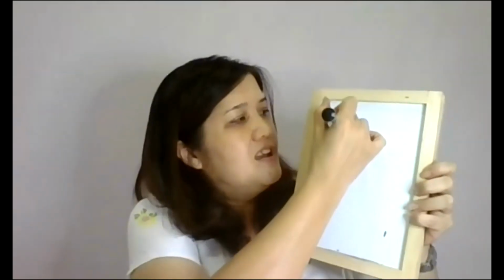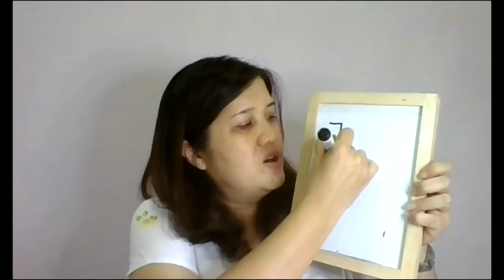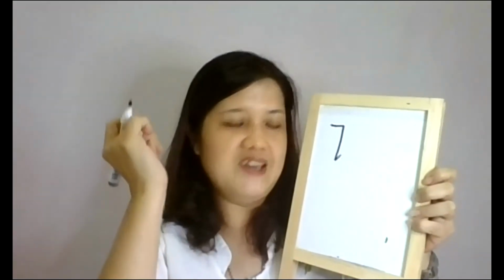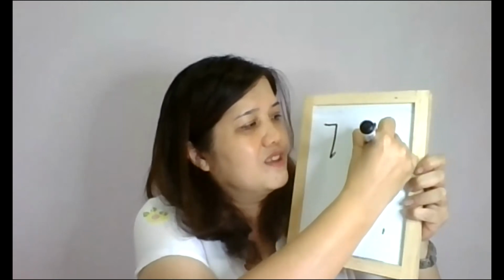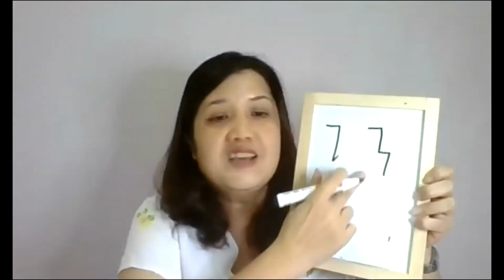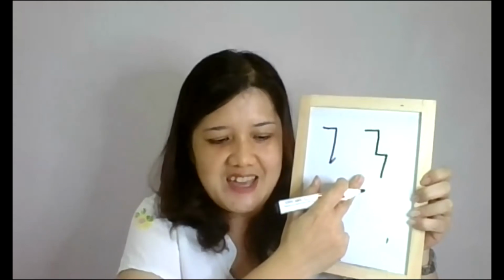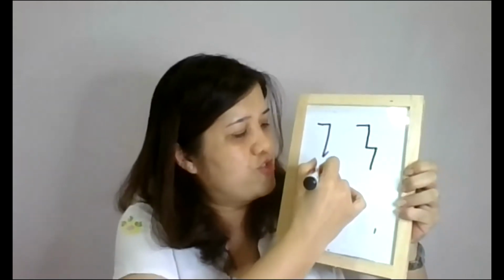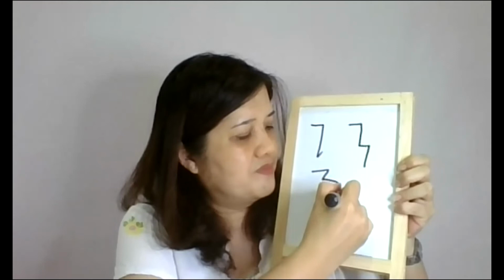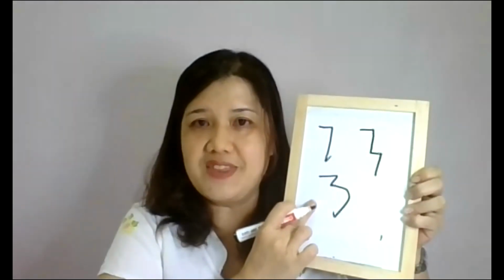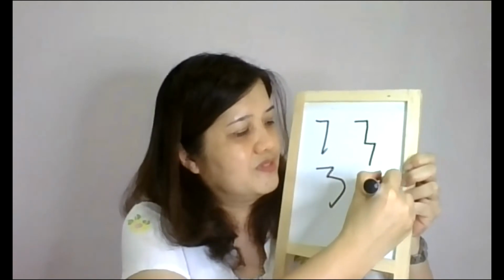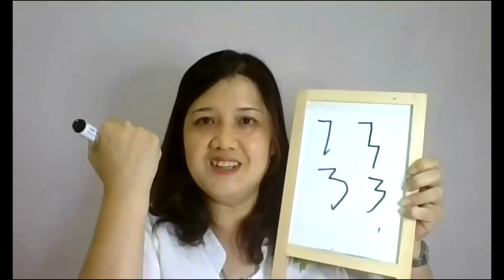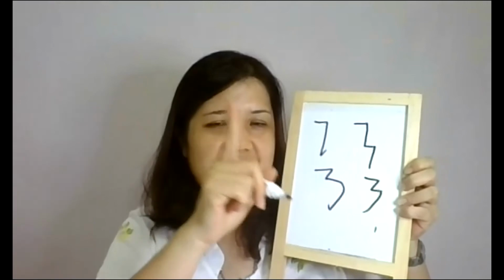The first one in the third line is like this. Left to right, going down a hook. Then continue with this. It's like going down the stairs. Now continue with this one. Then continue with this one. It's like a zigzag.